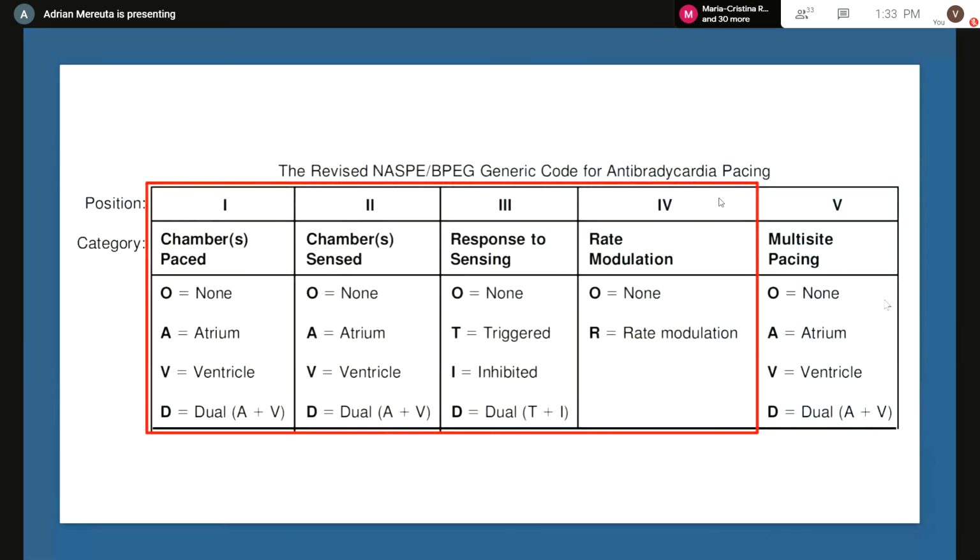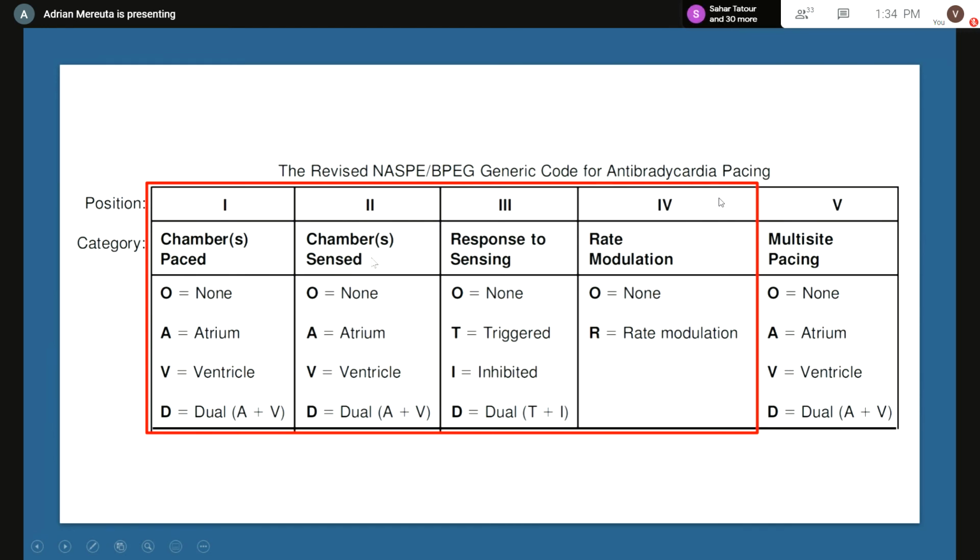Okay. There is a special code for knowing exactly how a pacemaker functions. The code is composed of 5 letters. We don't speak about the fifth one, but let's speak about the first 4. The first one means in which chamber there is the stimulation. It can be 0 for none, but that's not the case; A for atrium, V for ventricle, or D for dual, that means atrial and ventricle.